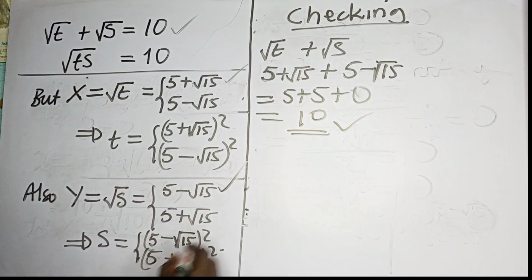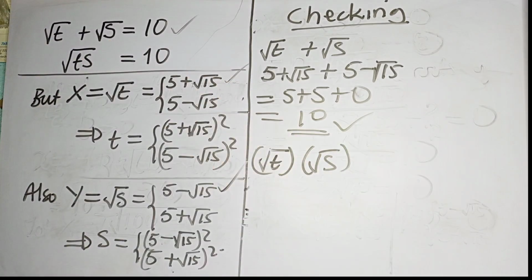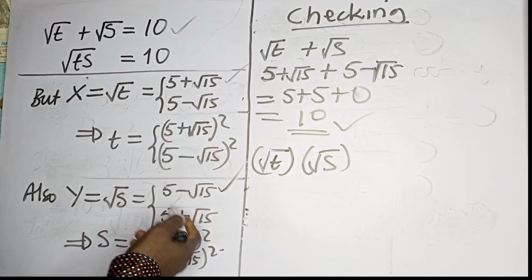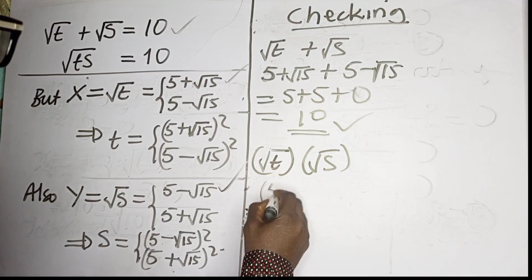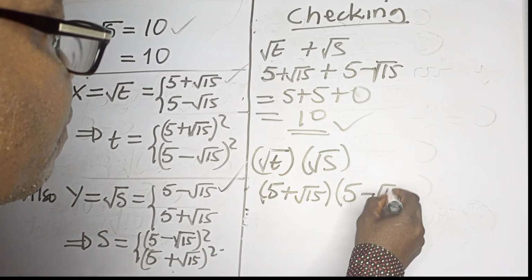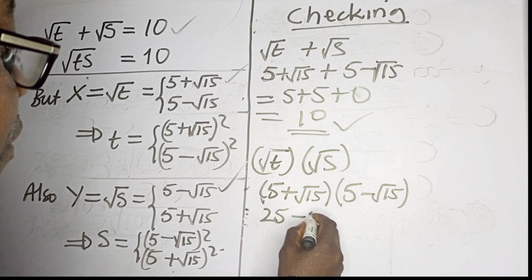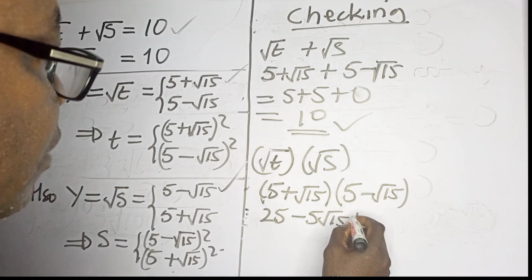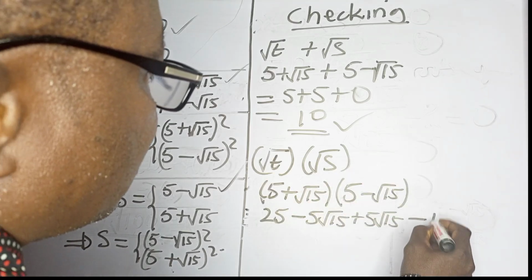Now, the second equation, the product: root t multiplied by root s. Again, let's work with the first one. The second option, the learner should be able to do that and check for him or herself. Any question, please don't hesitate to inform us in the comment section. If we take that one, we're going to have 5 plus root 15 times 5 minus root 15. 5 multiplied by 5 is 25. 5 multiplied by negative root 15 is negative 5 root 15. Root 15 multiplied by 5 is 5 root 15. Root 15 multiplied by negative root 15 is negative 15.